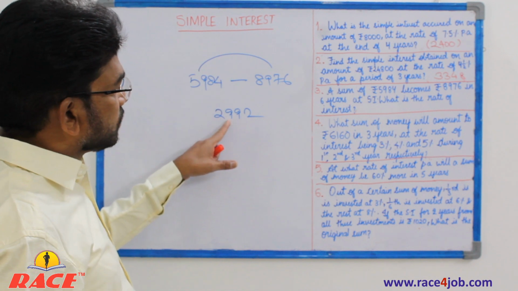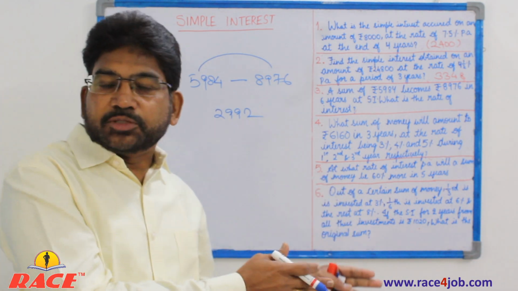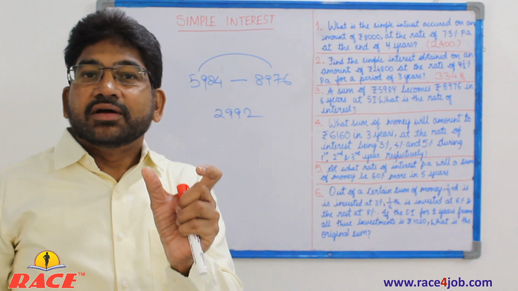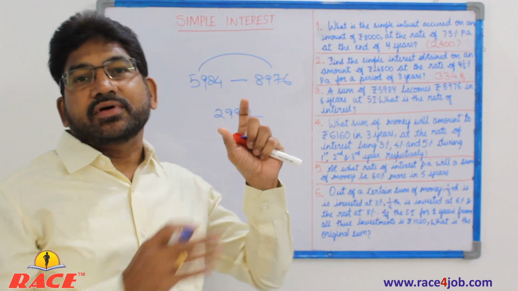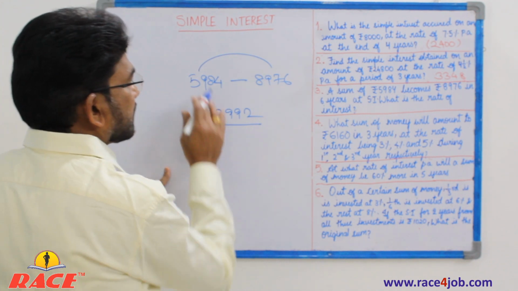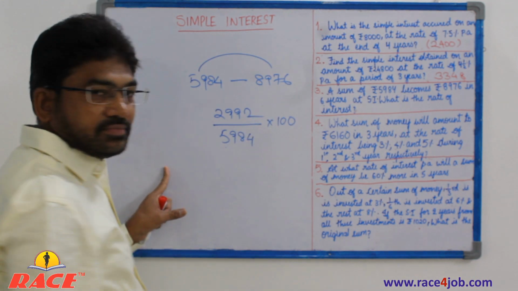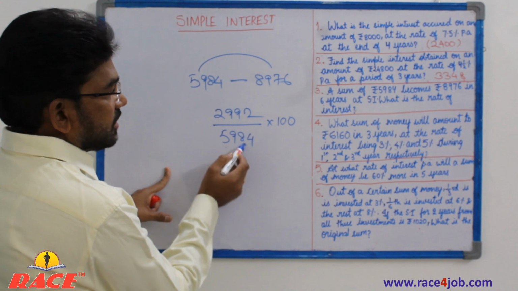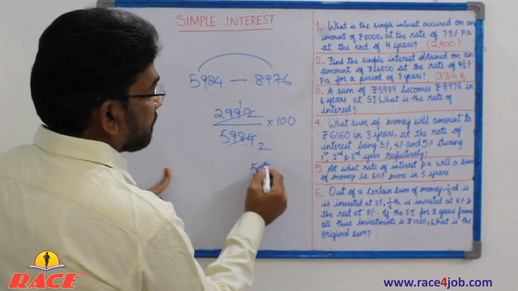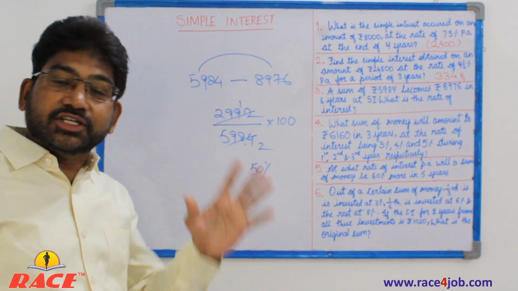Now, interest is 2,992. Principal is 5,984. The interest is what percent of principal? That is the rate of interest. The simple interest, how much percent of principal, is the rate of interest. So 2,992 is the interest on 5,984. This is how much percent? If you can observe, this is exactly double. That means 50%. 50% is the interest. Rate of interest is 50%, but 50% is the interest.